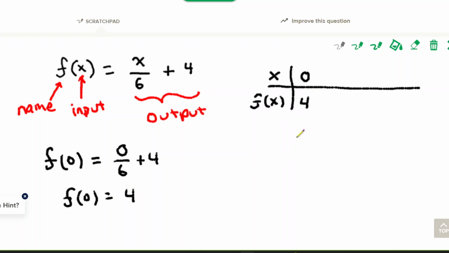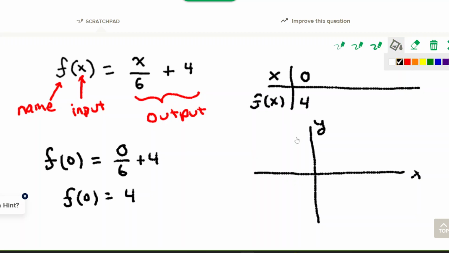So then on my xy plane, I'll make a small drawing here. There's the y-axis, there's the x-axis. I'll plot the point 0, 4. I'll do it in blue. So 0 on the x, 4 on the y. There we go, 0, 4. Plot that point.